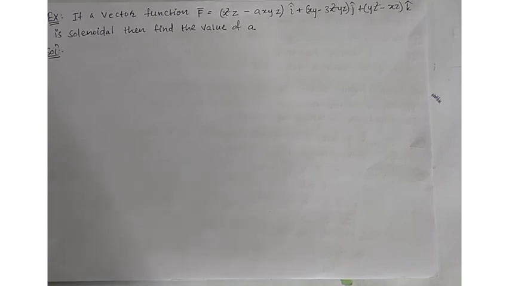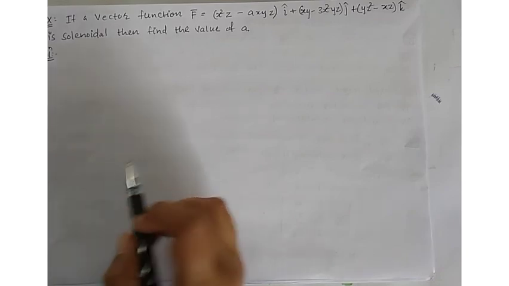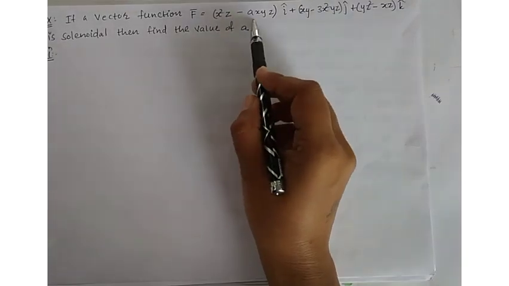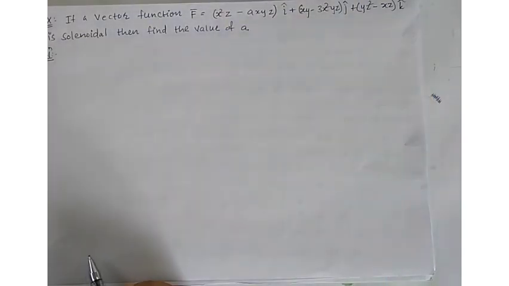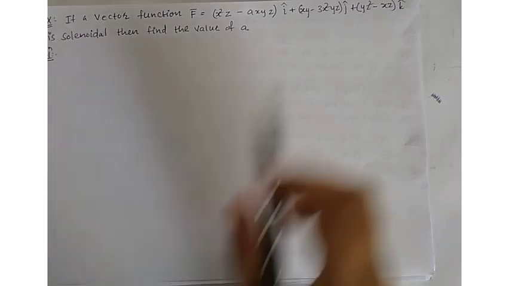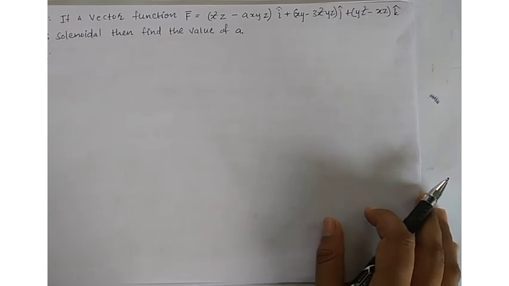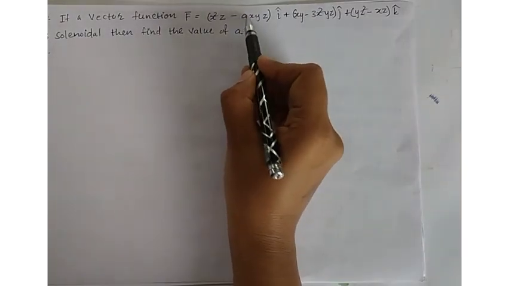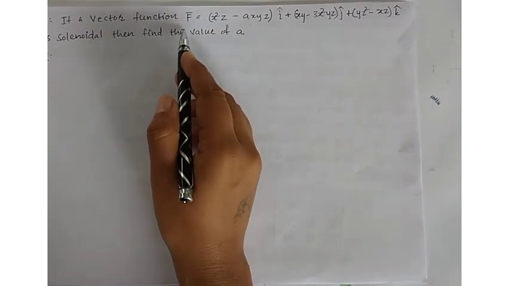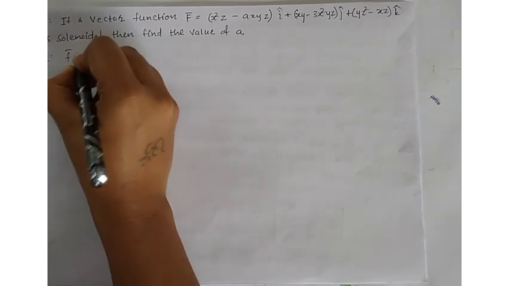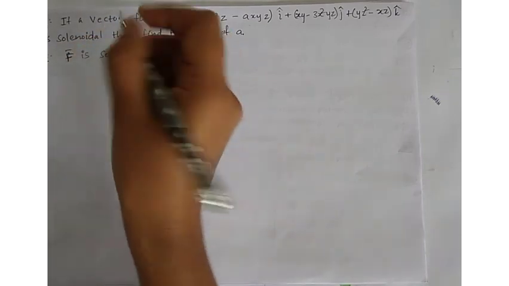So the next example is given over here: if a vector function f bar with first component x square z minus axyz, second component xy minus 3x square yz, and third component yz square minus xz is solenoidal, then we have to find the value of a. For the solution, we are given that this function f bar is solenoidal.